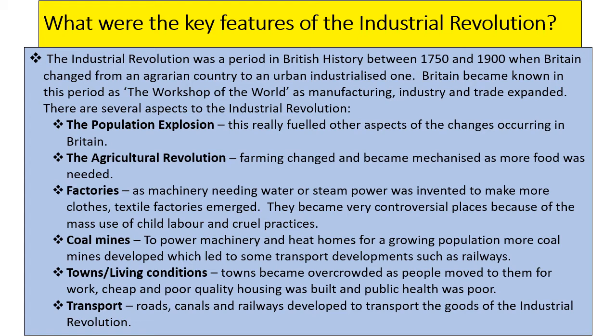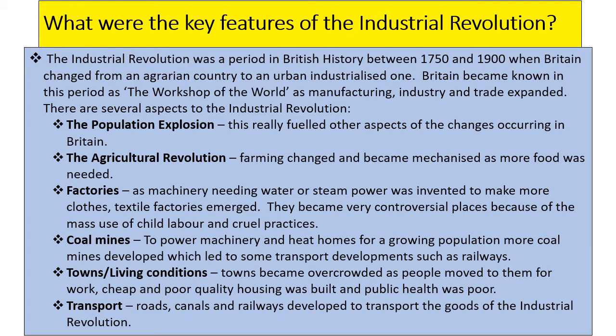Factories became very, very controversial places because of the mass use of child labour and the cruel practices that went on there. The long hours, the low pay, the employment of a man called the strapper who would hit the children if they weren't working hard enough. Plus, of course, the machinery wasn't fenced off, and children often got caught in the machinery and had horrendous accidents.